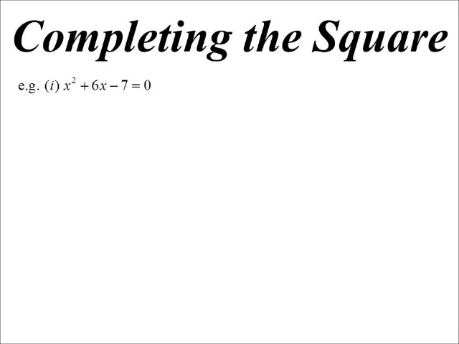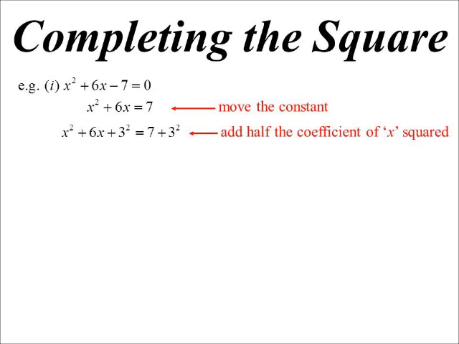Now, it's a systematic thing. We do the same steps every single time. When we complete the square, the first thing is move the constant. So we'll put that constant over the other side. So that becomes 7. Then we add half the coefficient of x squared.